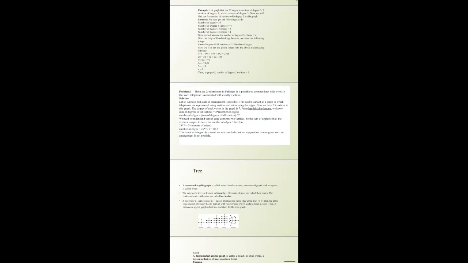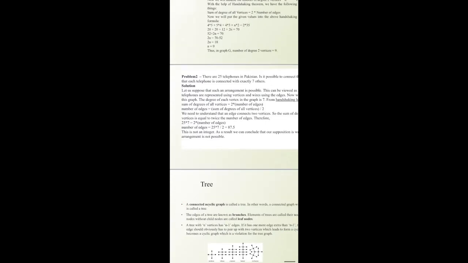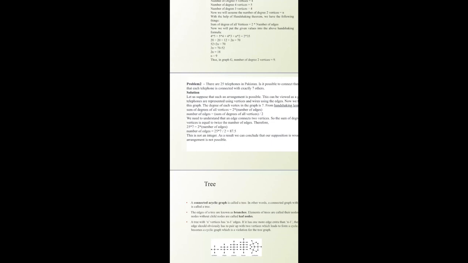Now we will again use the handshaking lemma. We know the sum of degrees of all vertices is equal to 2 multiplied by the number of edges. So the number of edges is equal to the sum of degrees divided by 2. We want the number of edges. The 2 goes to the other side and we divide the sum of degrees of all vertices by it. Simply put in the values and calculate the answer.